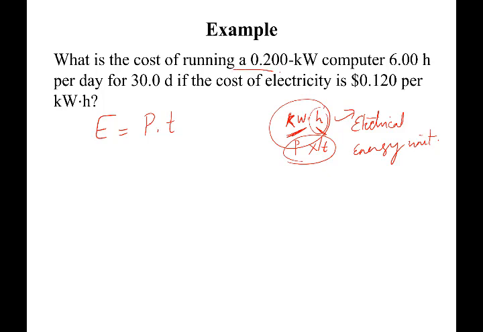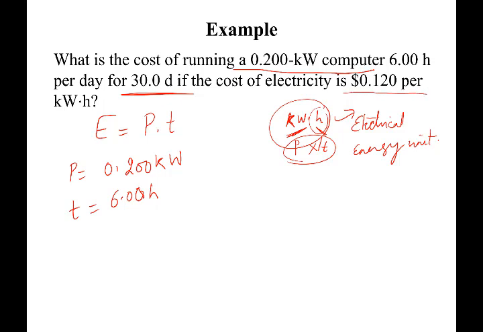So, okay, you found out that your computer consumes a power of 0.200 kilowatts for 6 hours. So if you are using your computer for 6 hours, let's see how much cost it will be. And per day for 30 days. So for the month, you're getting billed for 30 days. If the cost of electricity is 0.120 per kilowatt hour. So let's first find out how much electricity is being used.